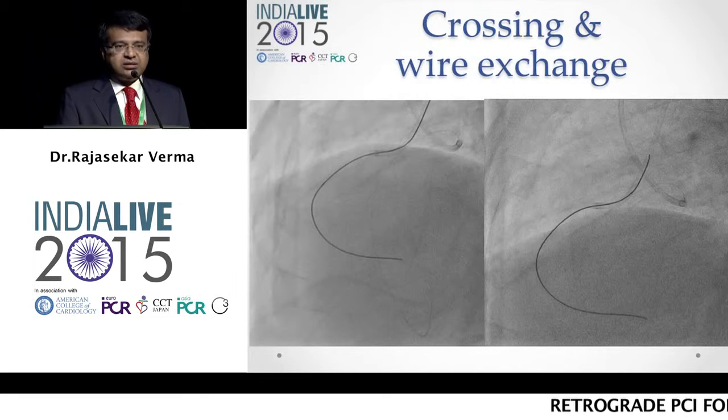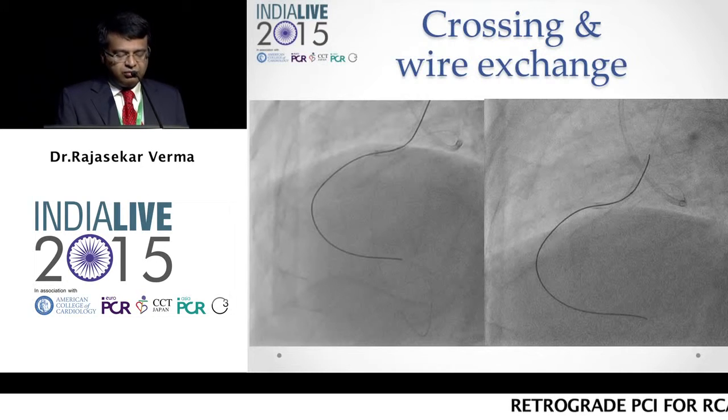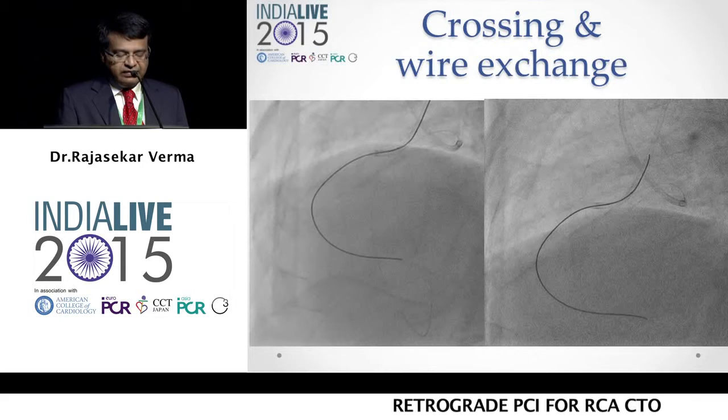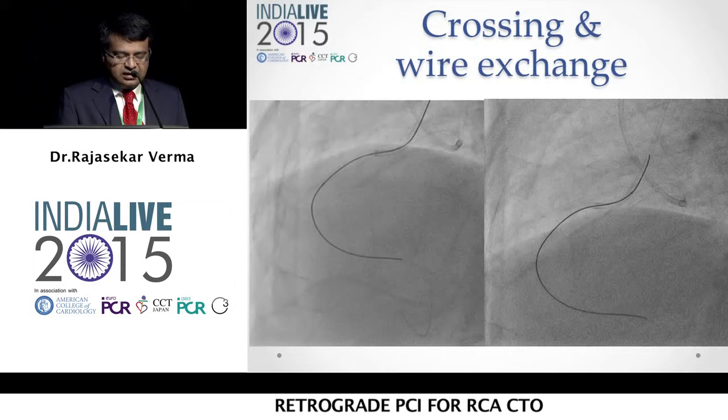Subsequently, we had a choice whether to continue with the reverse CART approach or to exchange the guide wire to a harder wire and go completely retrograde. In view of the fact that the antegrade wire appeared to be in a collateral channel, we decided not to do a reverse CART, but rather we exchanged the retrograde wire to a stiffer Miracle 3 wire, which tracked through the CTO very easily, and we were able to enter the guide on the right side.